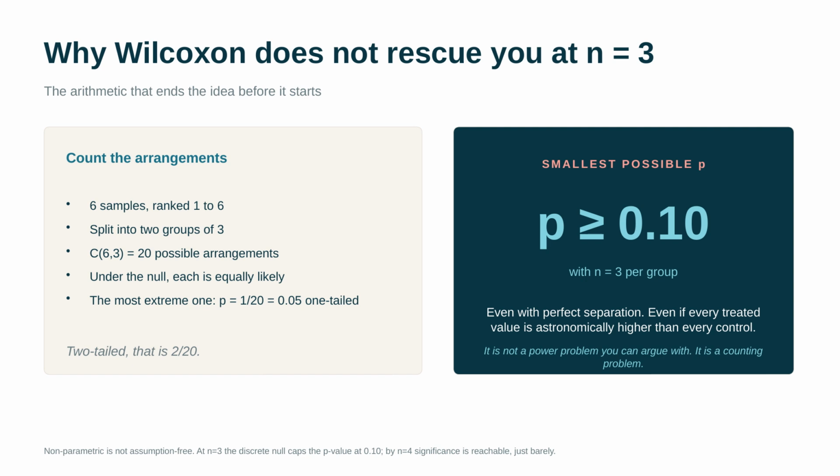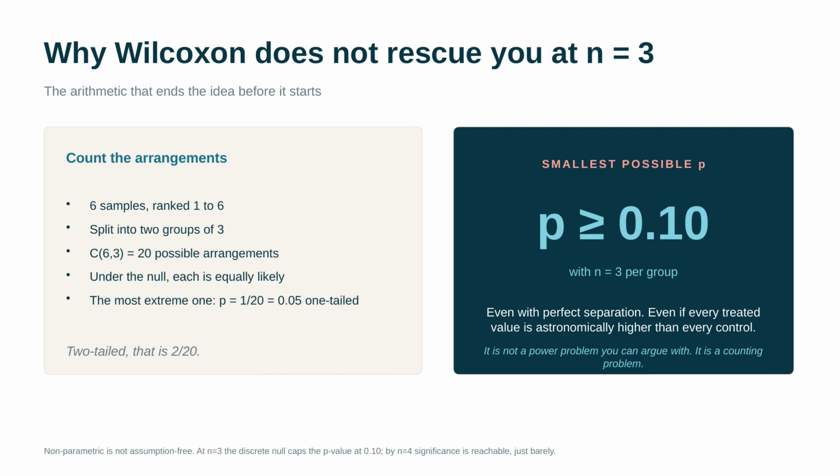With 3 samples in each group, there are exactly 20 ways to arrange 6 ranks into 2 groups of 3. Under the null, each arrangement is equally likely. The most extreme possible outcome, where your 3 treated samples hold the 3 highest ranks, has a probability of 1 in 20, which is 0.05 one-tailed and 0.10 two-tailed.